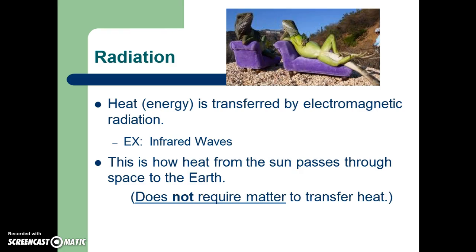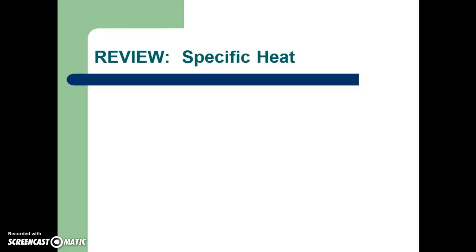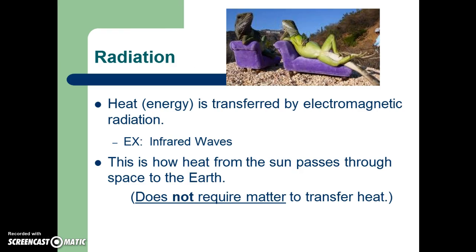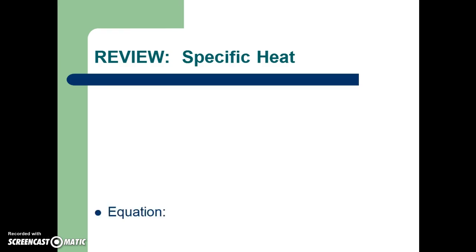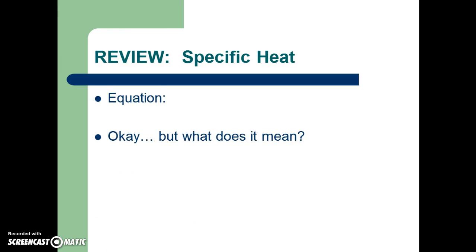Energy that's transmitted in the form of electromagnetic radiation. The different types of radiation are radio waves, microwaves, infrared, visible light, ultraviolet, X-rays, and gamma rays. But the majority of what we feel and are familiar with would be infrared radiation.